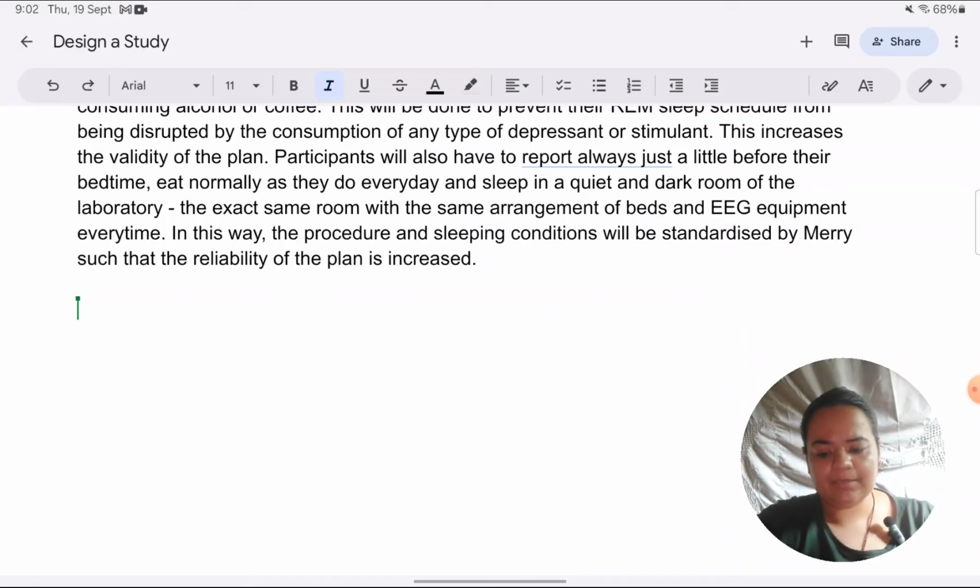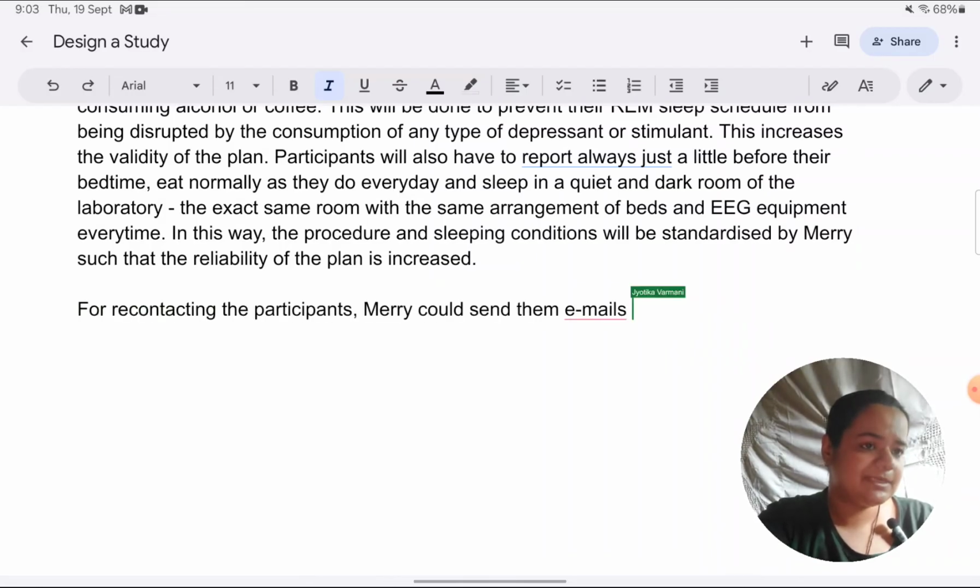For recontacting the participants, Mary could send them emails annually every year. Though they don't come for the study every year, she can just keep reminding them that they're a part of the study every year. That's important to refresh their memory so that they can adjust their commitments accordingly. It's just showing respect for the participants. Emails like annually.